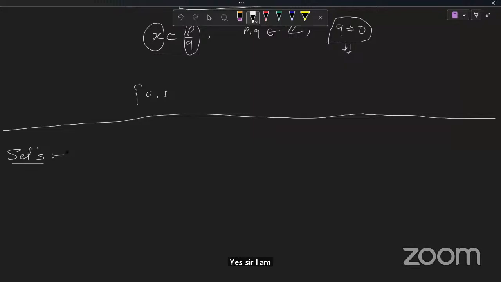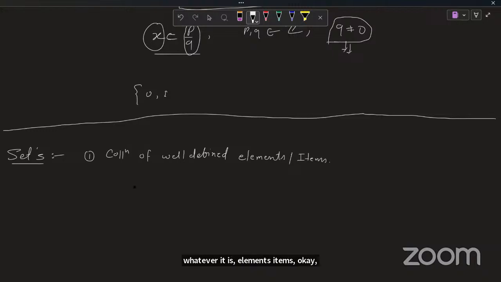Collection of well-defined elements. A collection of all items. Okay, I will take all the definitions, whatever you are saying. Someone is saying collection of items in a well-defined manner, well-defined elements or items, whatever you want to say. Okay, any other definition?